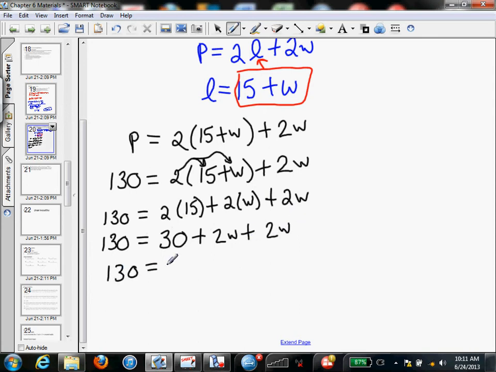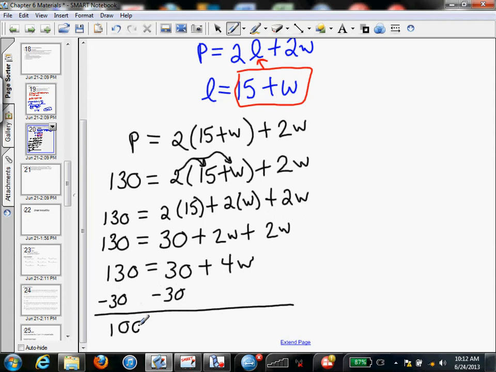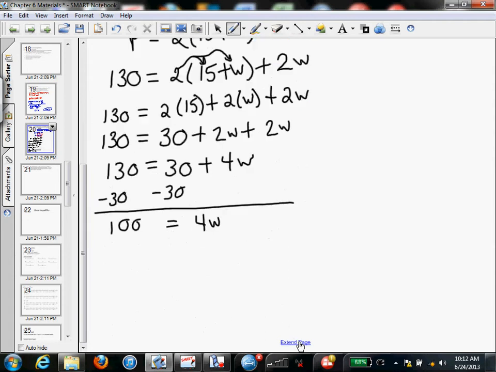Okay, so 130 equals 30, and I want to bring the two W's together. So 2W plus 2W is just 4W. Now let's work by getting the W by itself. So we'll start by subtracting the 30 because we have to work away from the variable in the beginning. So 130 minus 30 is 100 equals 4W.